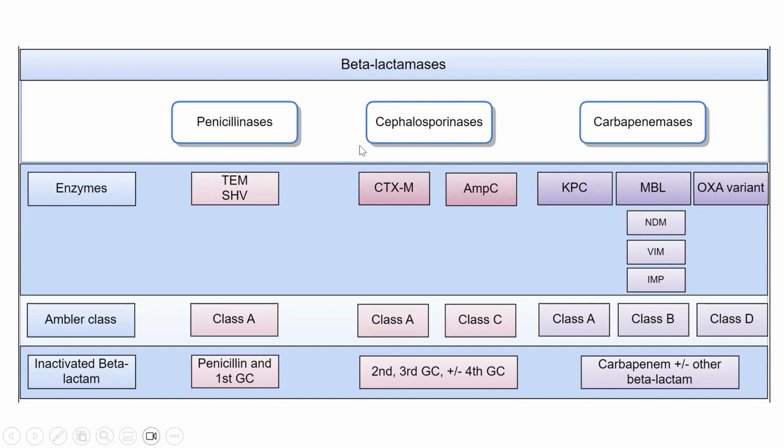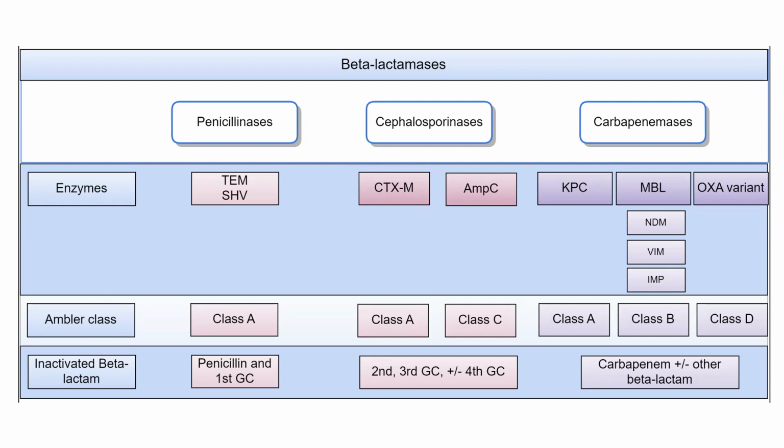For bacteria that produce cephalosporinases, we have two enzymes, either CTX-M and AmpC. According to the Ambler classification, CTX-M is class A and AmpC is class C. The bacteria that secrete these enzymes inhibit second, third generation cephalosporin, plus or minus fourth generation cephalosporin.